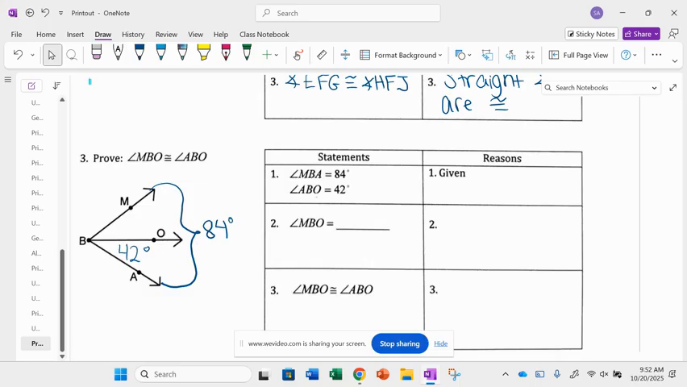But didn't it say... No, so here it says angle MBA equals 84, and then it says angle ABO is 42. So it could not be given there. This says prove, so this is what they want us to prove. And just to save a step, they just wrote the given just one time in the proof.